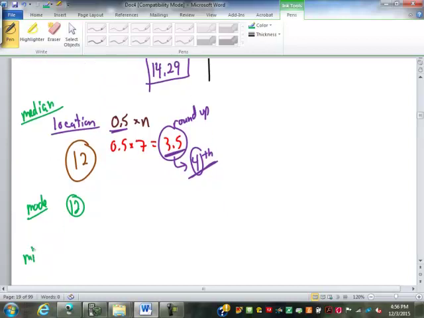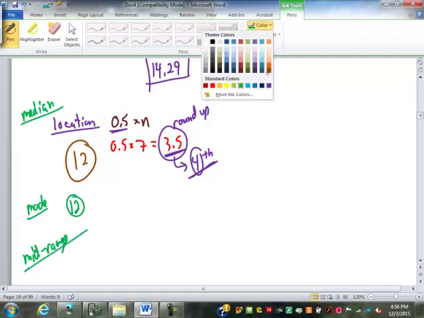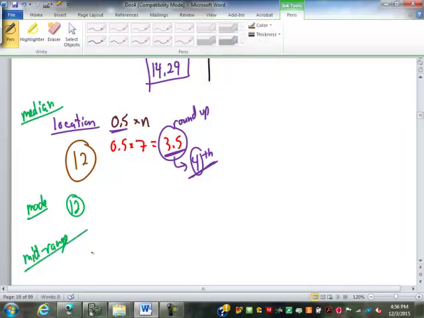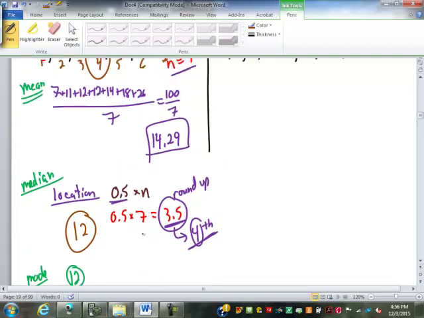Mid-range. Off your notes, what's the smallest number? Largest number? 26. Add that together. It's 33 divided by 2 is 16.5. Notice the mid-range isn't even close to the others, really.